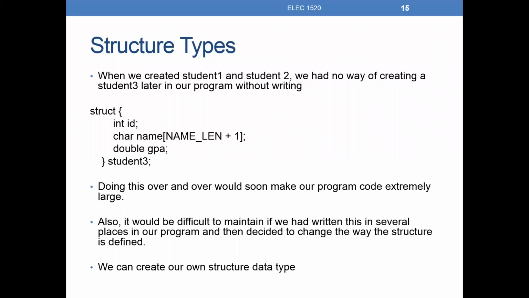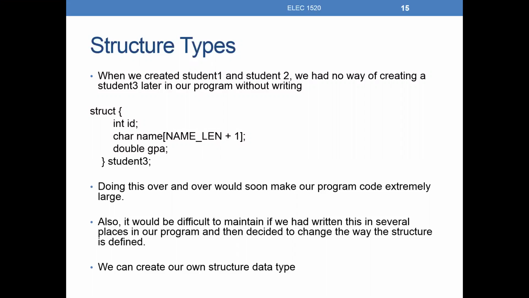In the previous part 1 lecture, we had created a struct and we had created student 1 and student 2. Right? And it looked very similar to this. We had struct, we had the ID field, we had a name field, we had a GPA. And if we wanted to go ahead and create a student 3 now, because of the way that we had created our struct, we'd have to actually list out the entire struct again and put student 3 here.